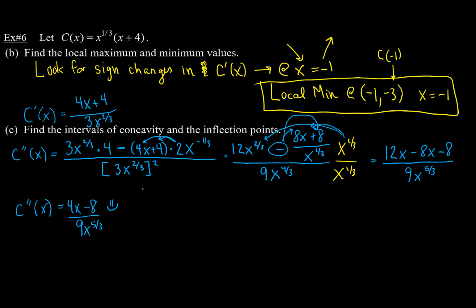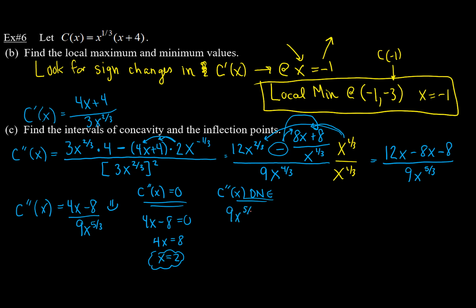Now I need to do the same thing I did before. I need to find out where this second derivative is equal to 0 and where this second derivative does not exist. Okay, so it's equal to 0 when the numerator of this fraction is equal to 0. So I need to add 8 to both sides, divide by 4, and I'm going to get 2. So here's my first critical number. And it does not exist when the denominator is equal to 0, and that's going to happen when x is equal to 0.